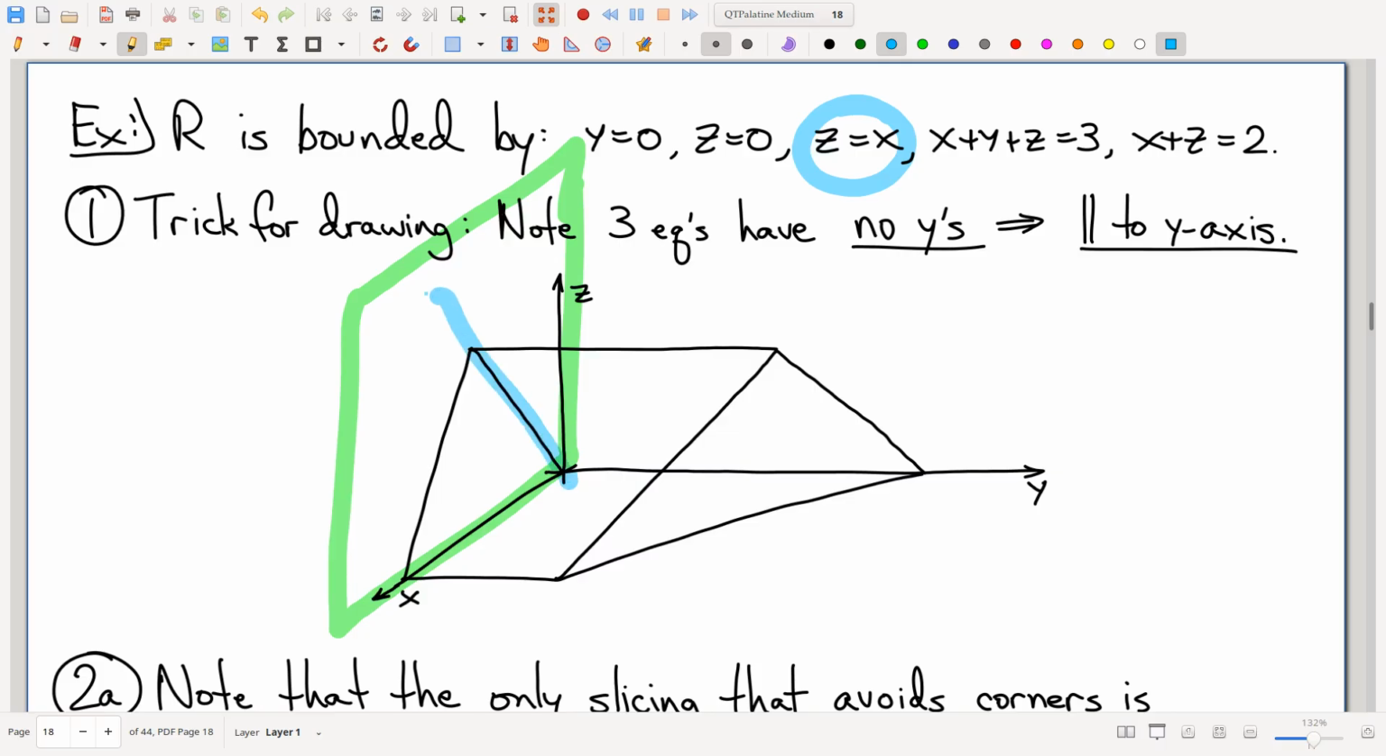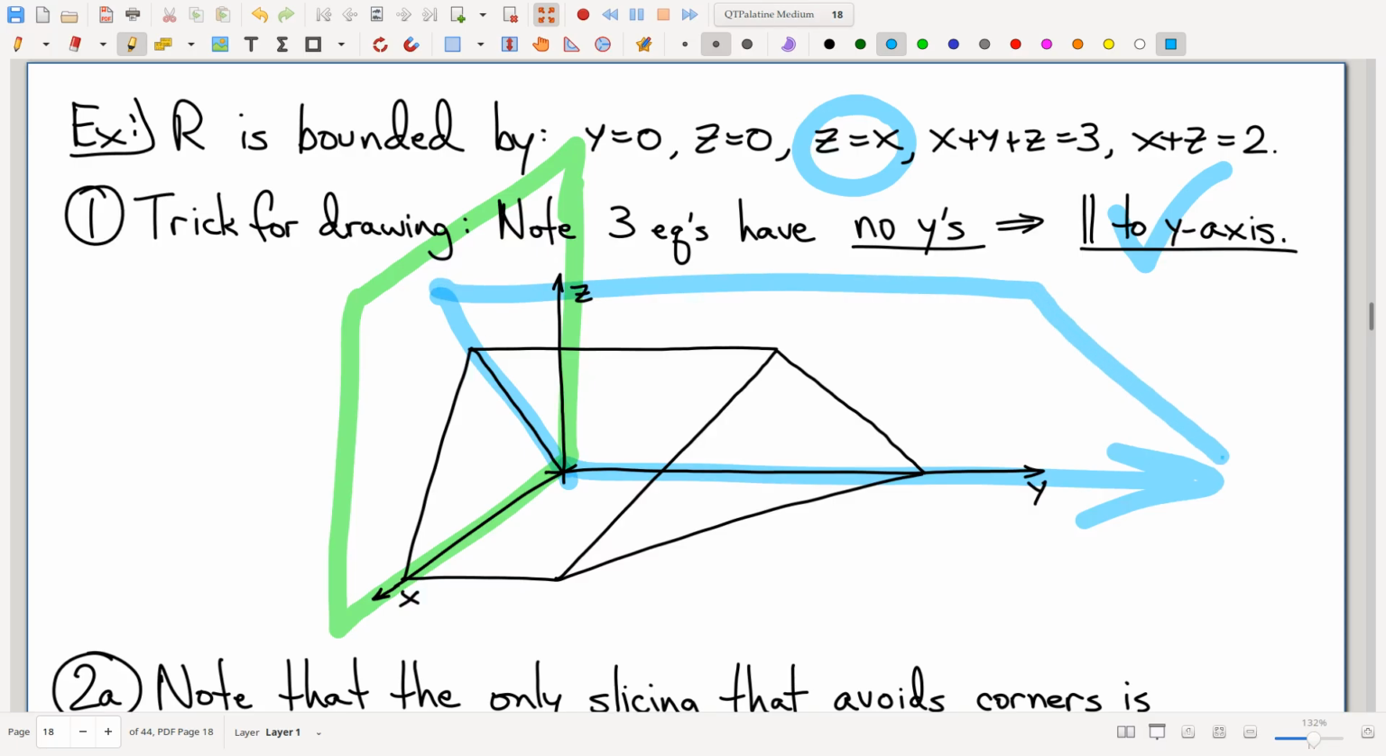Now that was just the intersection with the xz plane. Okay, now what we really want is the whole of z equals x. And the whole of z equals x is parallel to the y-axis. So I know that it's going to go in that direction like so, and so I know that it's going to be kind of like that.